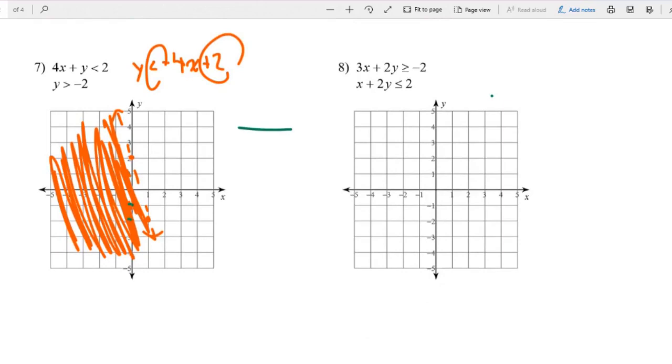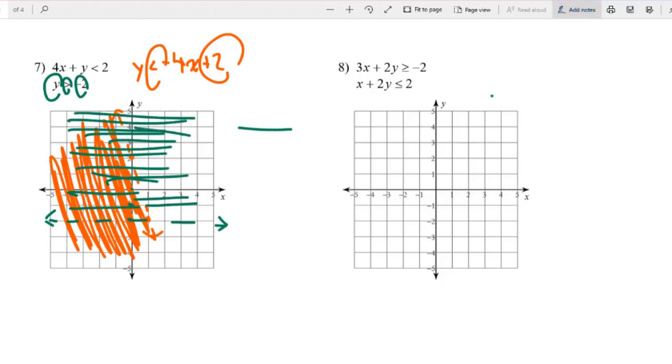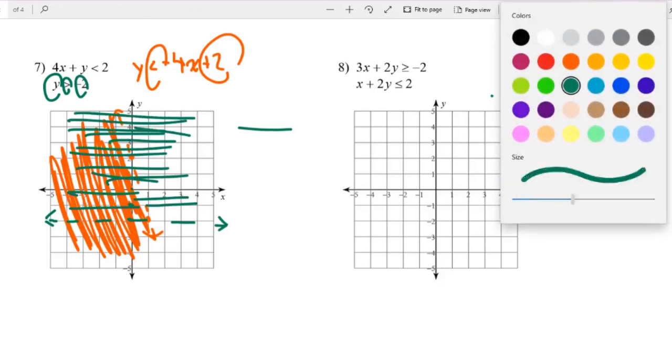It is y is greater than -2, so we're going to have a dotted line like this. So we need y values that are greater than -2, like -1 and 0, 1. So we're shading up here. So that means our shaded region is in this area, in this cut right here.